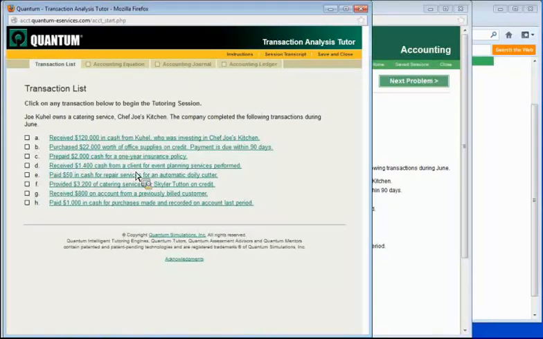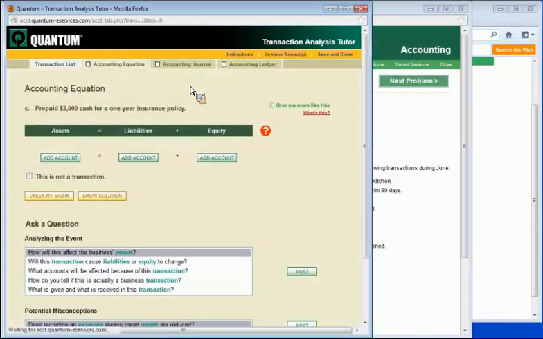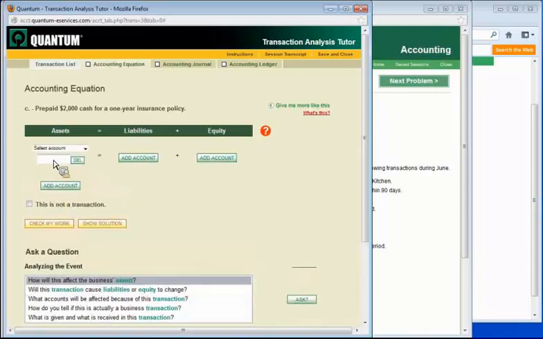So I'll go ahead and click on one of these. We'll click on prepaid $2,000 cash for a one-year insurance policy. And so within transaction analysis, we're working through the accounting equation, the accounting journal, and the accounting ledger. So here's my accounting equation. And again, note that there's no preformed fields for me. I have to build everything from scratch here. So I can go ahead and start entering my work.